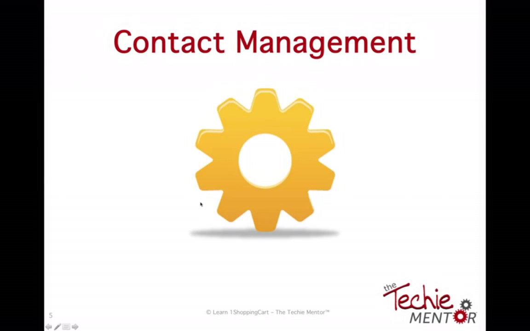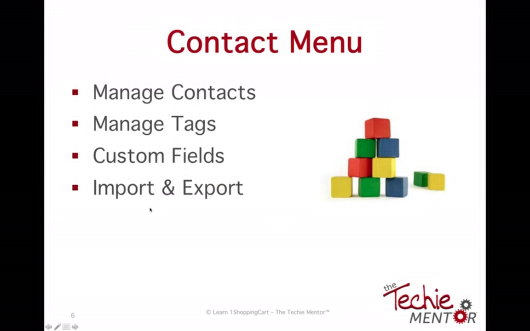All right, so we're going to bounce back and forth a little bit today through the PowerPoint as well as One Shopping Cart. So the first thing we're going to talk about is contact management, and we're going to talk about the contact menu. And the contact menu in One Shopping Cart really has 4 options. It's got manage contacts, manage tags, custom fields, and then you've got an import and an export option.